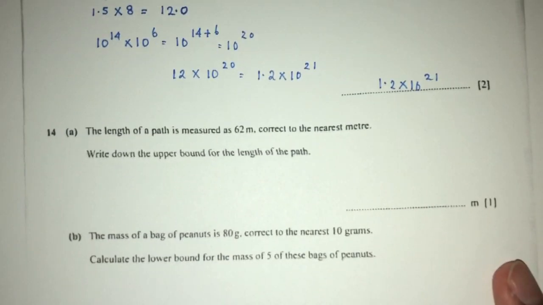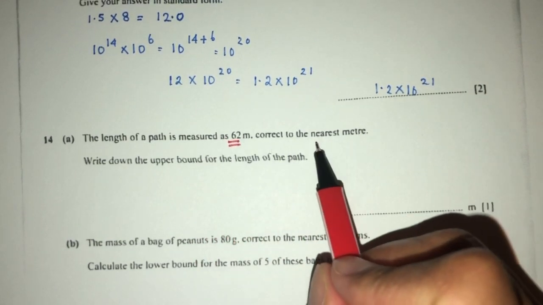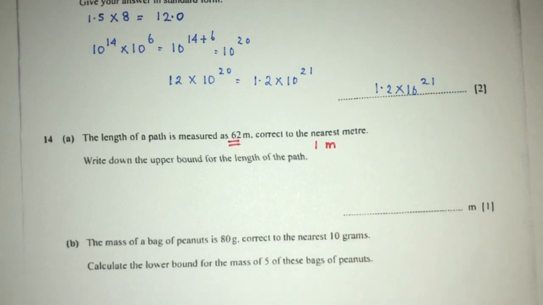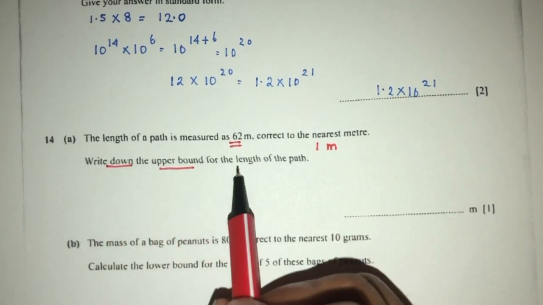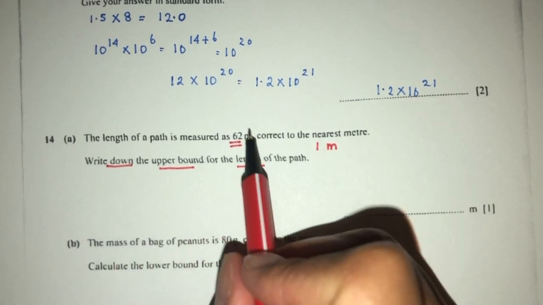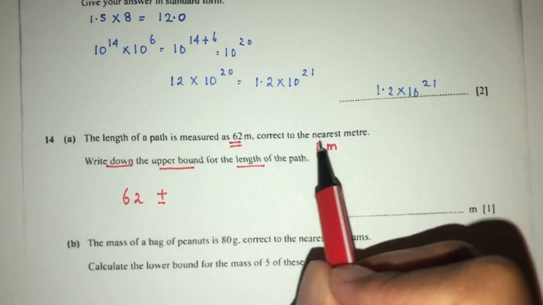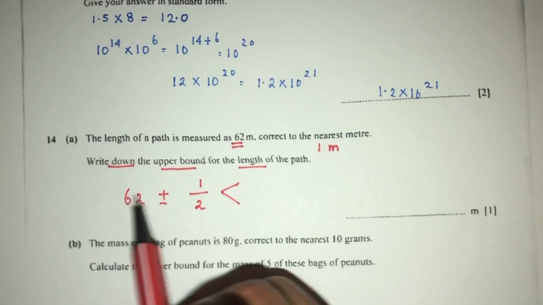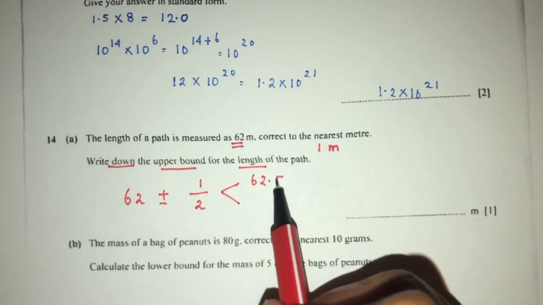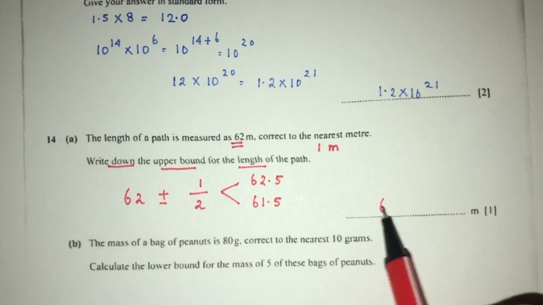Now for 14, the length of a path is measured as 62, correct to the nearest 1 meter. So we have to write down, pretty easy, the upper bound of the length. So how do you find this? The measured value was 62, plus minus the nearest value, 1, then divide by 2. That will be the values 62.5 and 61.5. So upper bound will be 62.5 meters.